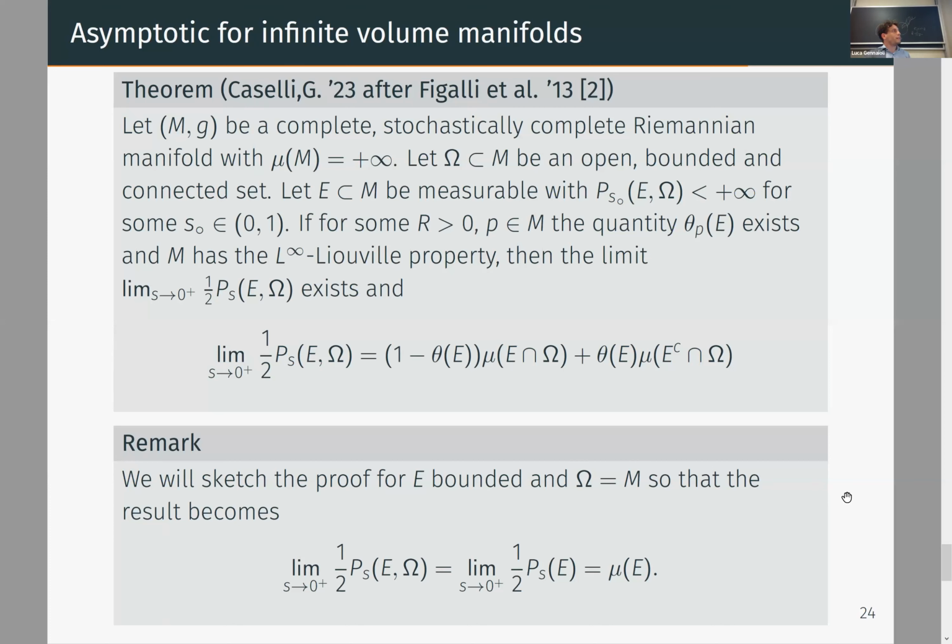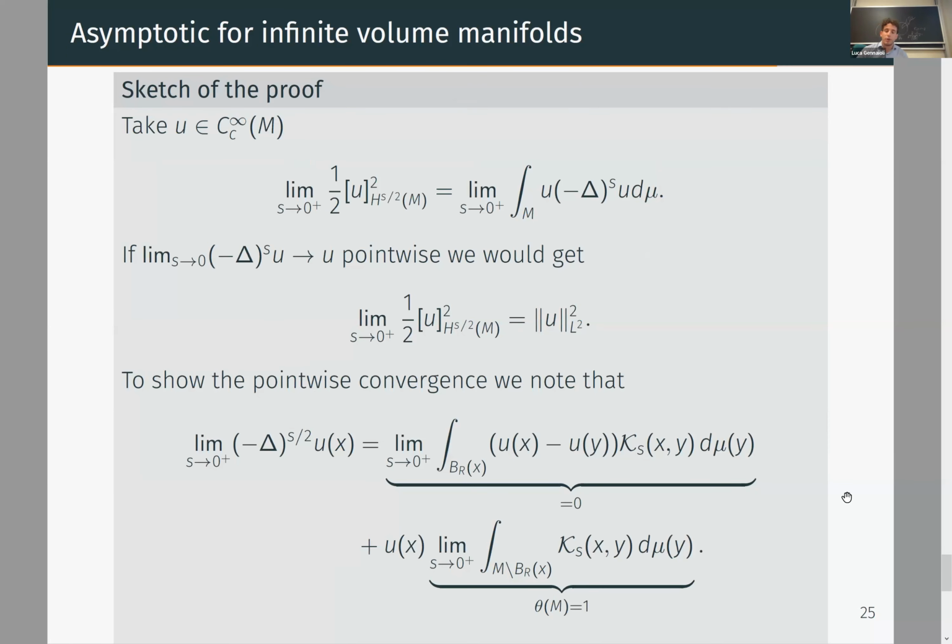So what you get is really the measure of V. And at least formally, you get this result because, if you consider that the asymptotic was this one in the case of finite volume, if E is bounded, maybe you need an approximation argument, but basically you get the result because the complement of a bounded set has infinite measure. This is just heuristics. And what happens though is that this is actually true. And again, the proof is the same.